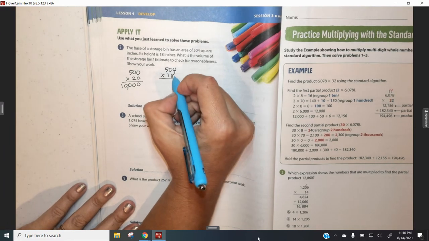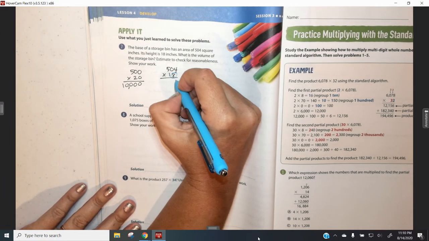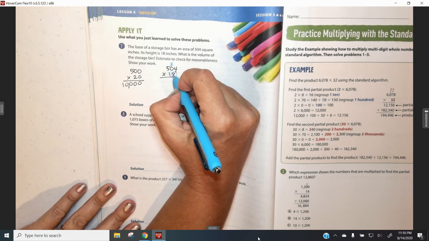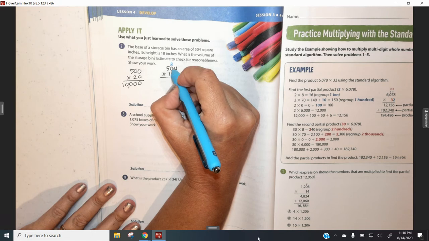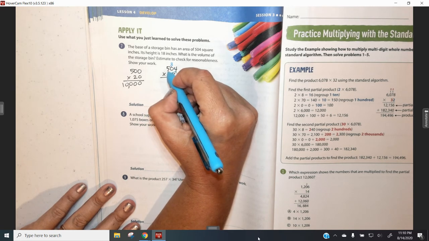All right, so we're going to start with the 8. 8 times 4 is 32. We put the 2 down below, we carry the 3. 8 times 0 is 0, plus 3 is 3. 8 times 5 is 40.